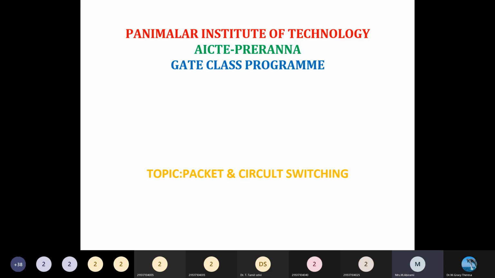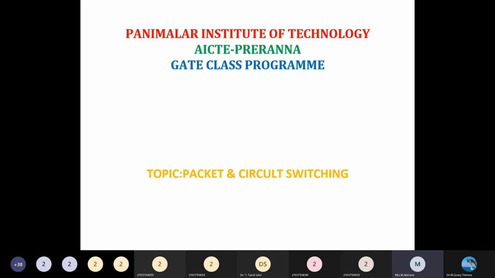Now we discuss computer networks, in switching networks. So under this topic, we discuss packet switching and circuit switching. First of all, we need to know what switching is.